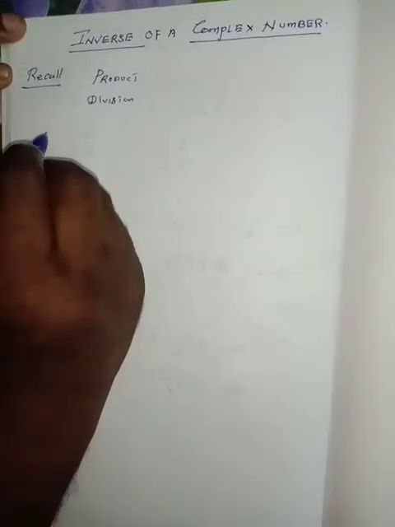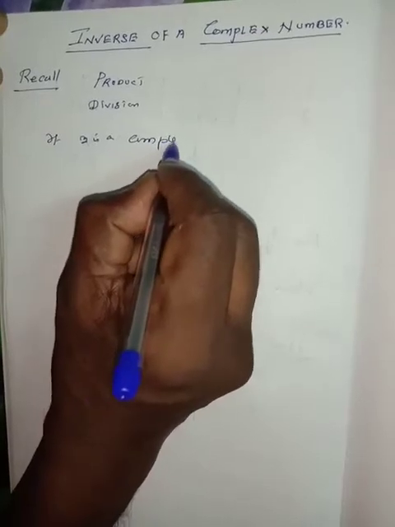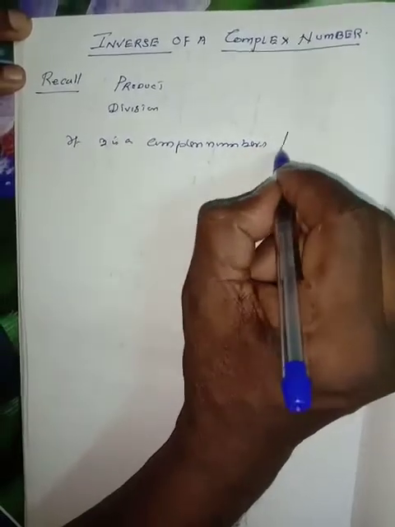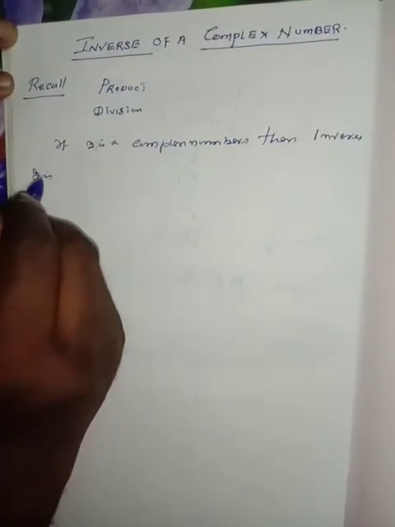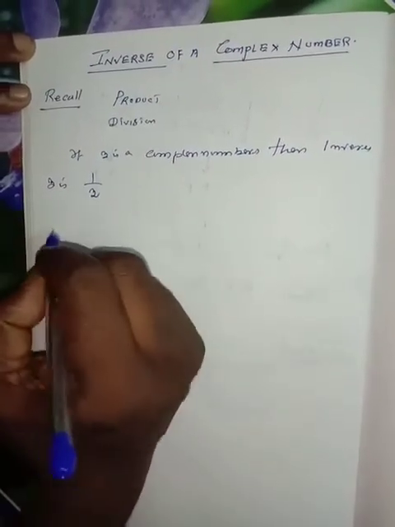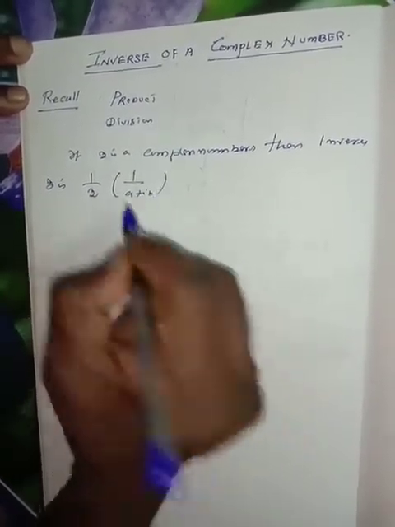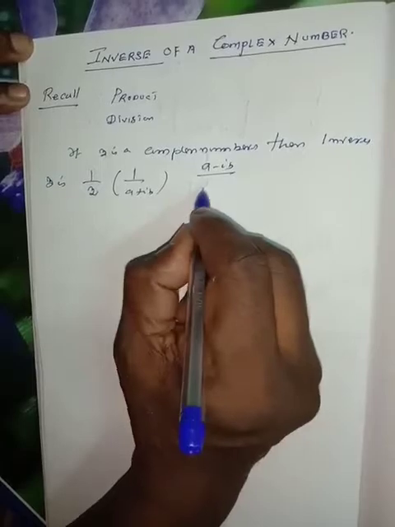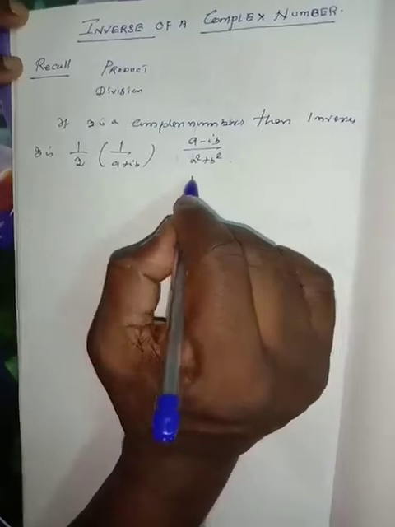Next, the inverse of a complex number. If z is a complex number of the form a plus ib, then the inverse of z is 1 by z. 1 by z means 1 by a plus ib, and the answer is a minus ib divided by a square plus b square.